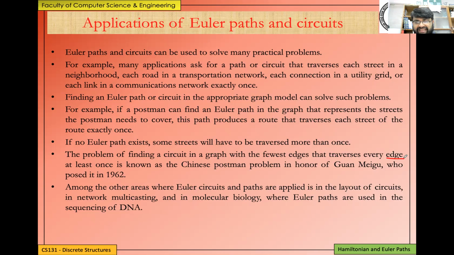So among the other areas where Euler circuits and paths are applied is in the layout of circuits, in network multicasting, and in molecular biology as well, where Euler paths are used in the sequencing of DNA.